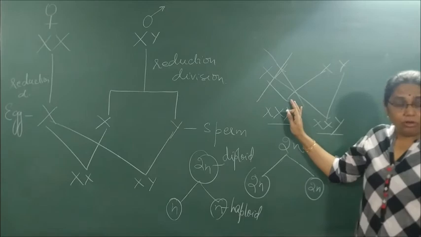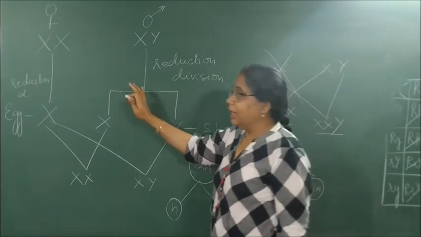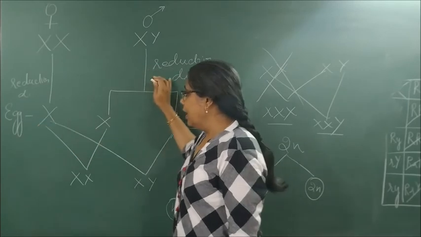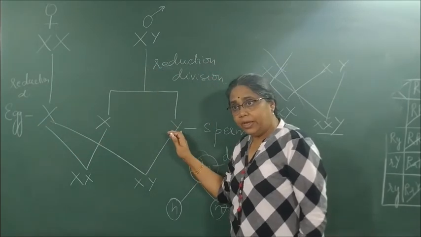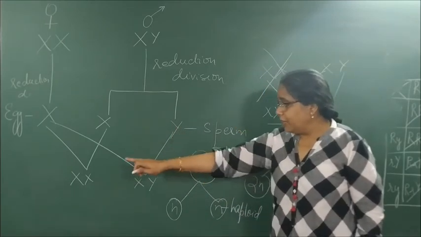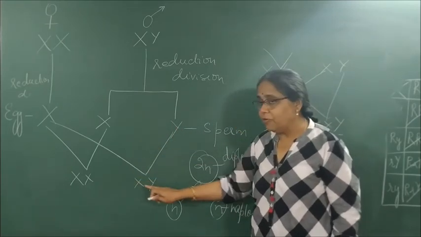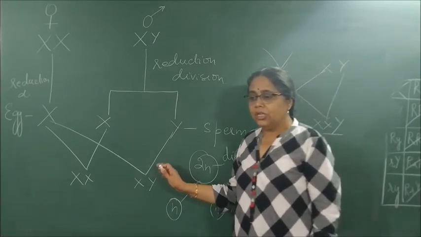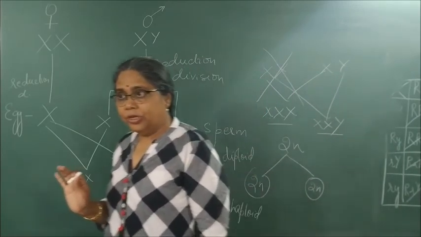This is wrong. Always use this logic. There has to be reduction division. Reduction division will give X as the egg and X and Y as the sperms. If it happens to fertilize with X, it forms XX, and if it happens to fertilize with the Y chromosome, it forms what? XY. Clear? This finishes sex determination in humans.